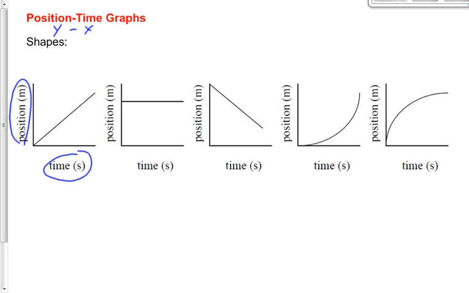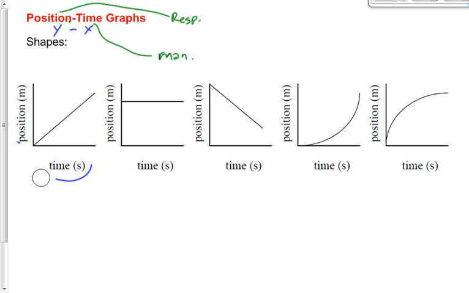The one that's on the y-axis will always be our responding variable, and whatever's on the x-axis will always be our manipulated variable. Do you guys remember the difference between a manipulated and responding variable? Manipulated is what you're changing. Responding is what happens because of that. So it's always going to be y versus x, or responding versus manipulated. In this case, our graphs are position versus time. So position is on the y-axis, time is on the x-axis. Time would be the manipulated variable, and position would be the responding variable.